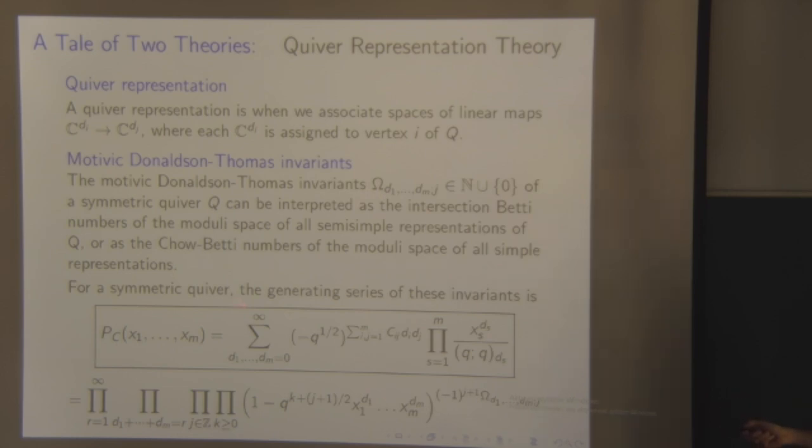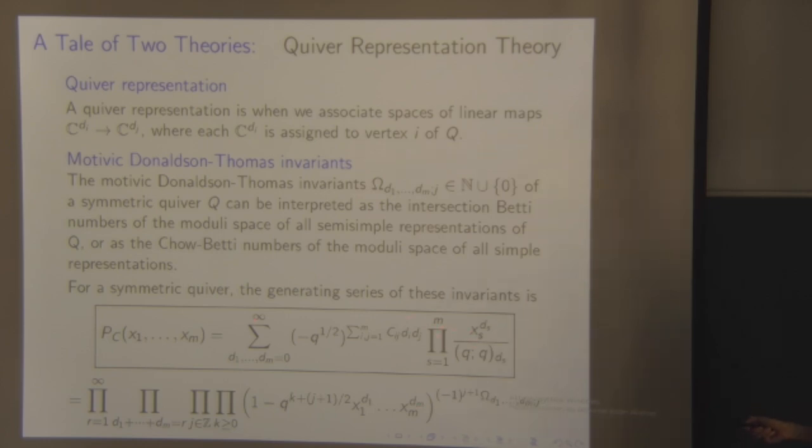So for a symmetric quiver, the generating series of these Donaldson-Thomas invariants takes this simple form. So here is the quiver matrix, symmetric. So this is just an inner product with these. These are the dimensions of these vector spaces. So we call this the dimension vector. We sum all the way to infinity. Here we have also some q-Pochhammer factors. And these are the formal variables that Pietro was talking about moments ago.